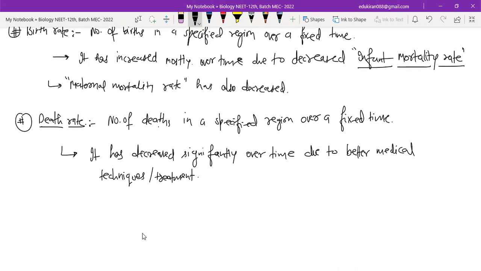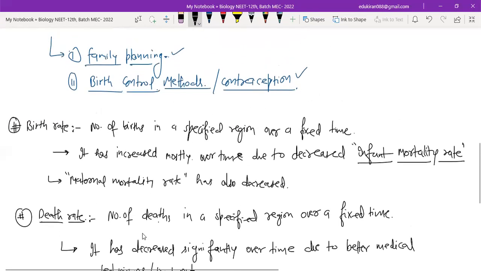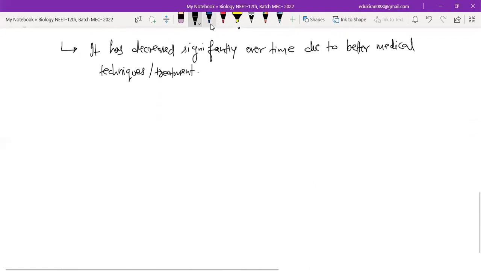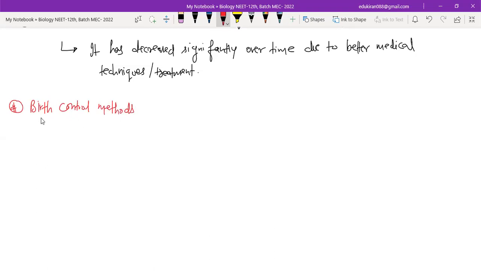Yes, sir. Now in this chapter, the most important thing that we have to study is birth control methods. Now, what do we mean by birth control methods? Questions have come on this only. So there are concepts in this birth control methods that we will study now.